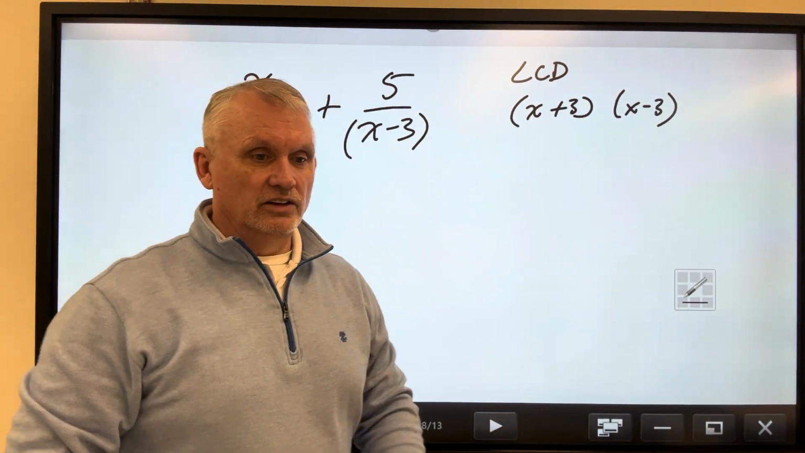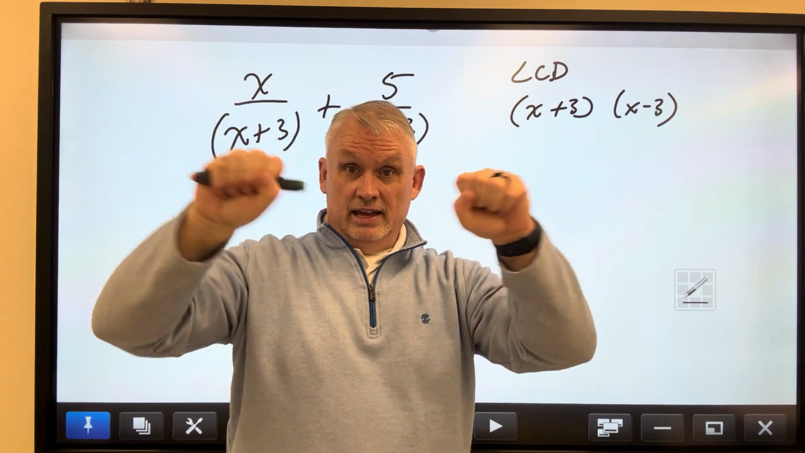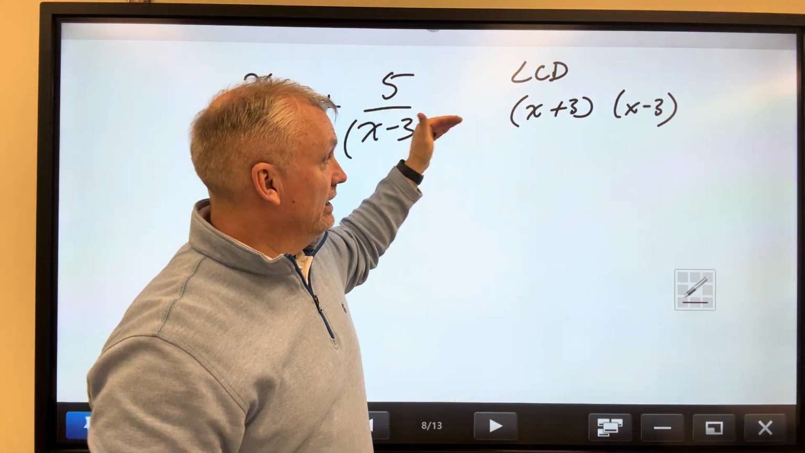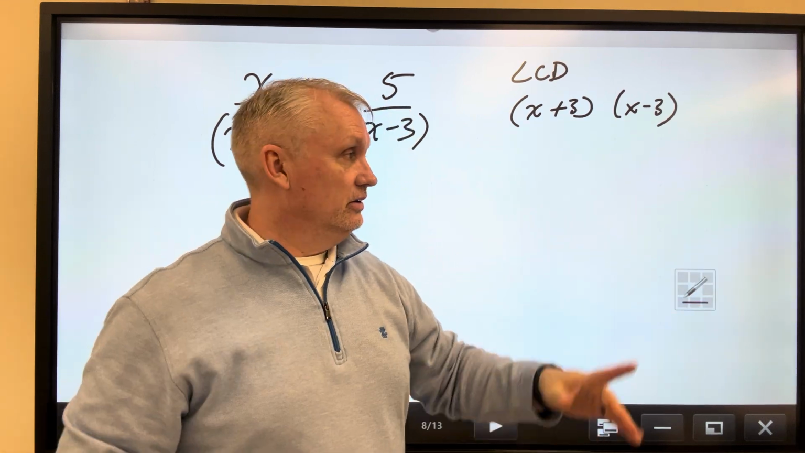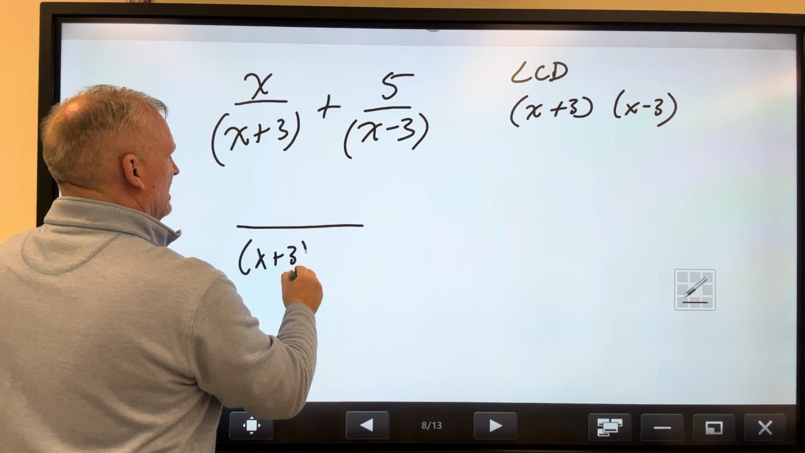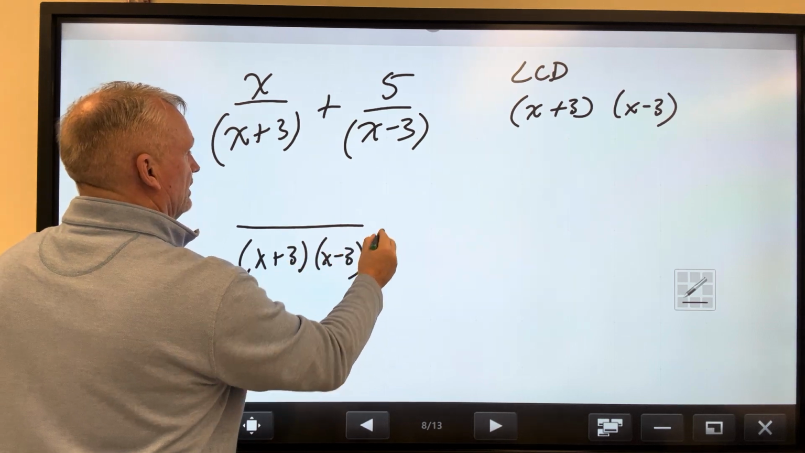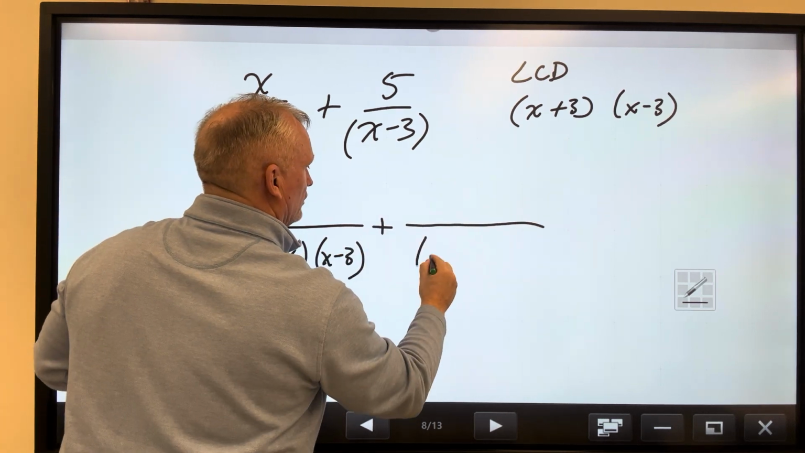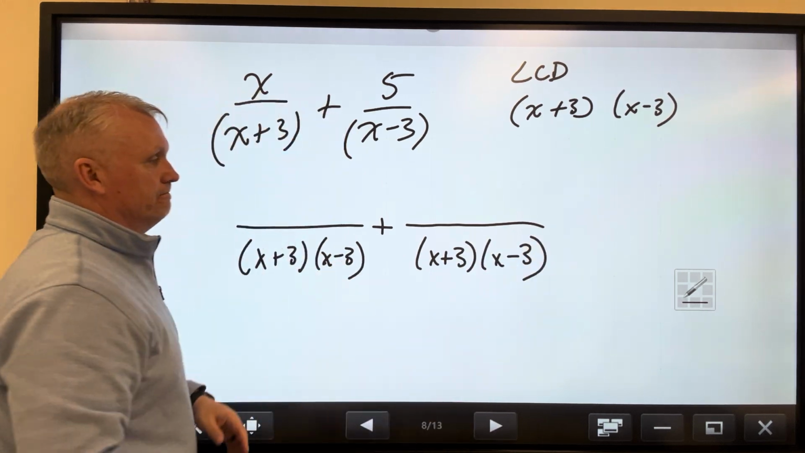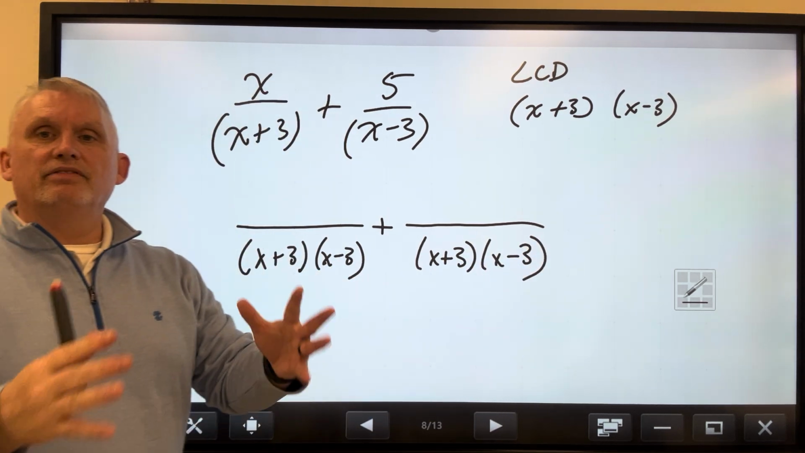And LCD says take these things, with the highest exponent, but we're going to worry about that later, take these things and multiply them together. That's my common denominator, x plus 3, x minus 3. You have to have them both represented.